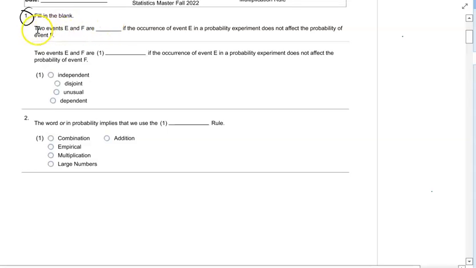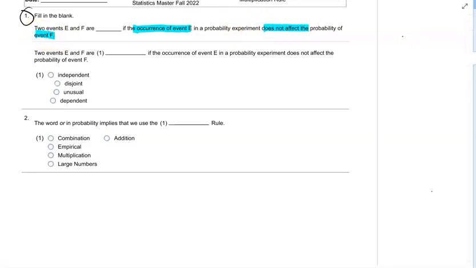Two events E and F are blank if the occurrence of the event E in the probability experiment does not affect the probability of event F. If occurrence of event E does not affect the probability of event F, they are called independent. Therefore, you pick independent here.